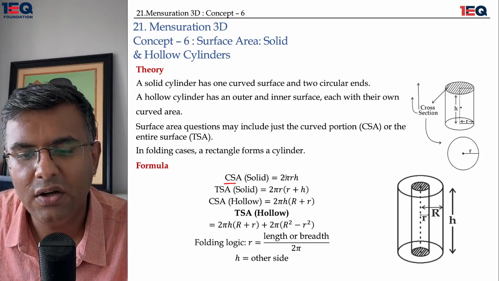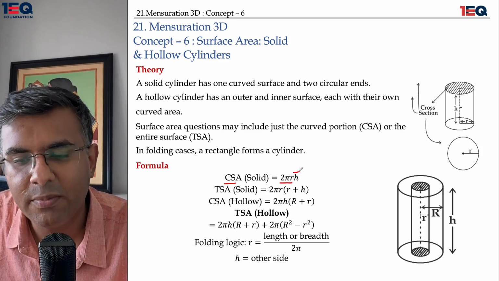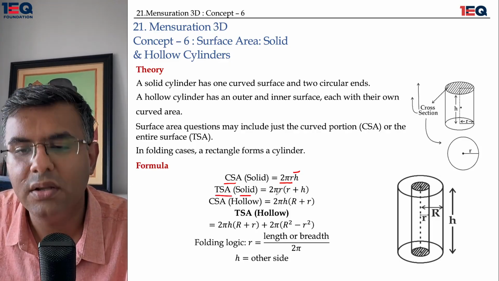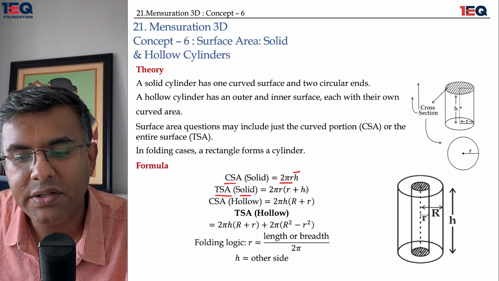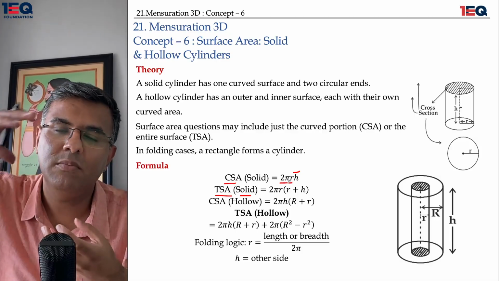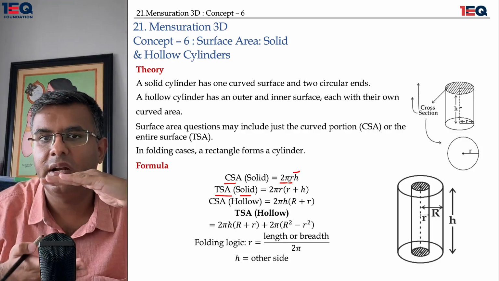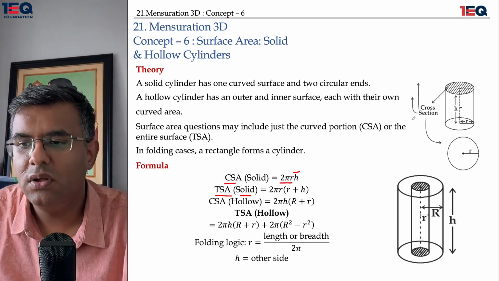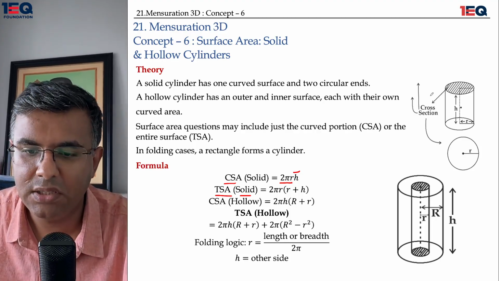The curved surface area of a solid cylinder is the circumference of the base multiplied by the height. The total surface area of a solid cylinder is 2 pi rh, which is the curved surface area, plus pi r square, and that too two times. Why? Because there is one circle at the top and one circle at the bottom. So this is how the situation comes up.